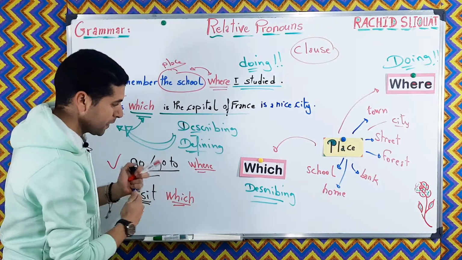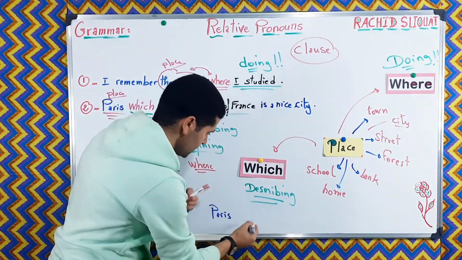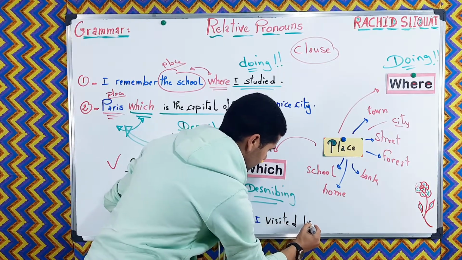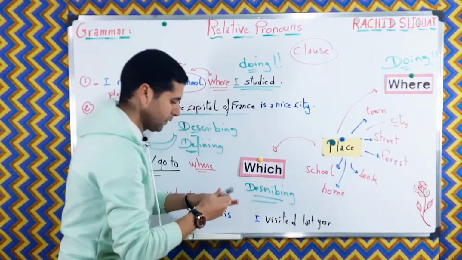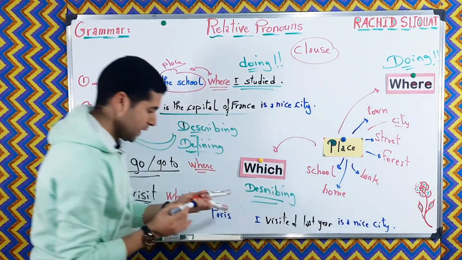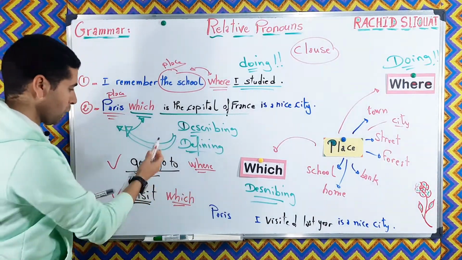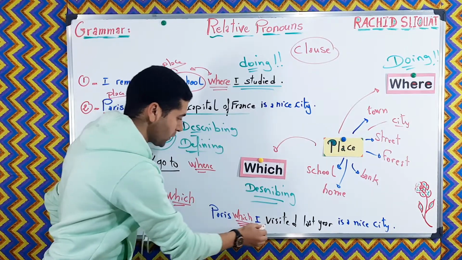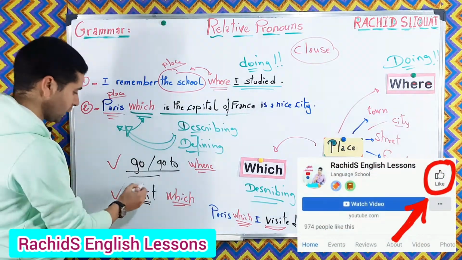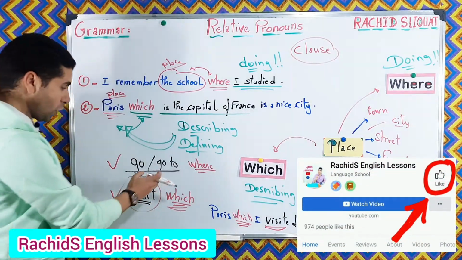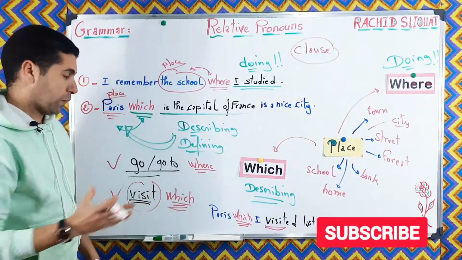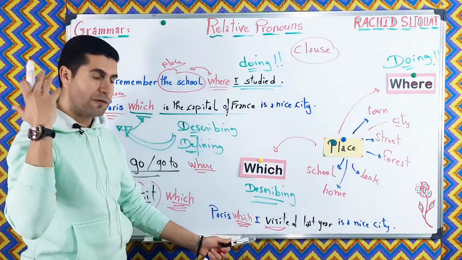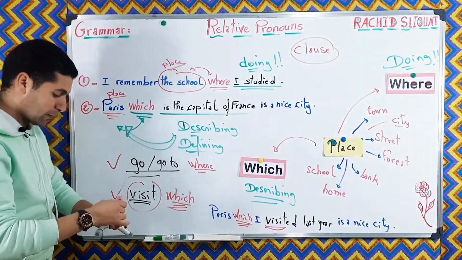So we can say, for example, Paris, I visited last year, is a nice city. Now look here, are we going to say where or which? Very simply, we are going to use which I visited. So always with the verb visit, we use which. With go or go to, the pronoun where. For example, Paris, where I went last year.